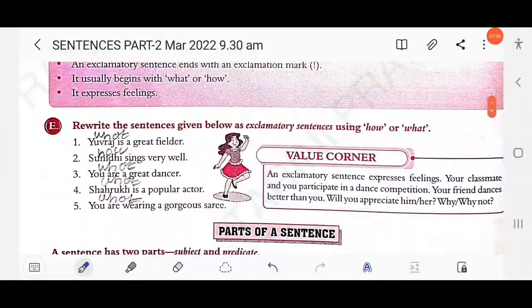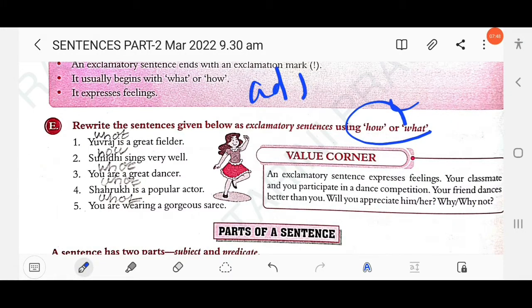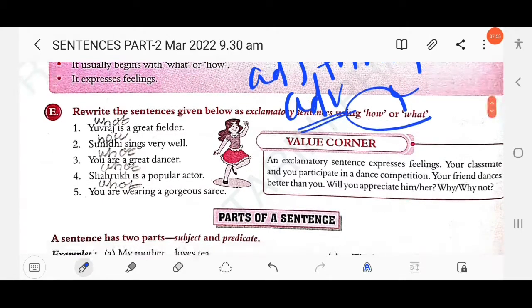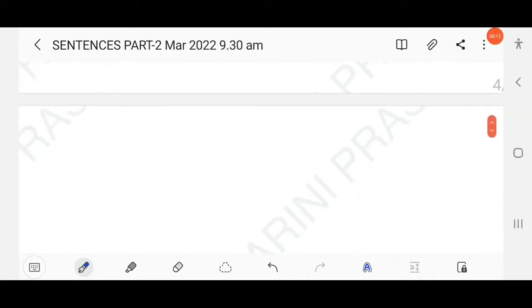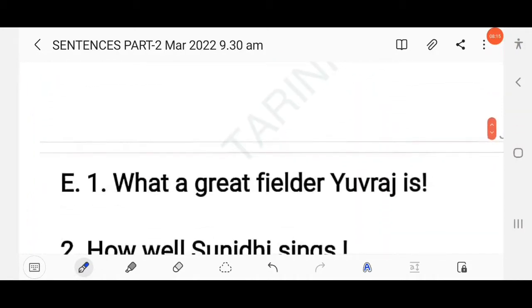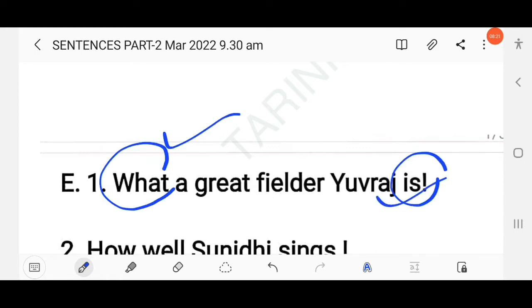So here, rewrite the sentences given below as exclamatory sentences using how or what, okay. You have to use what if there is adjective plus noun. You have to use how where there is an adverb. Yuvraj is a great fielder. There is use of the adjective great, and fielder is a noun. So here you have to use what: What a great fielder Yuvraj is! You have to use an exclamation mark at the end of the sentence, right.